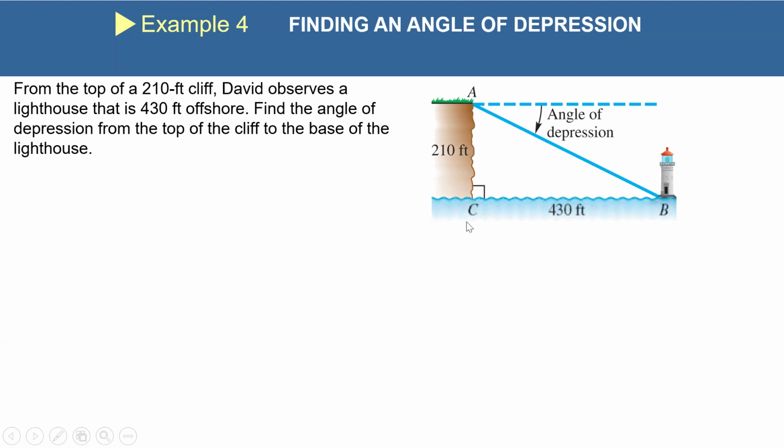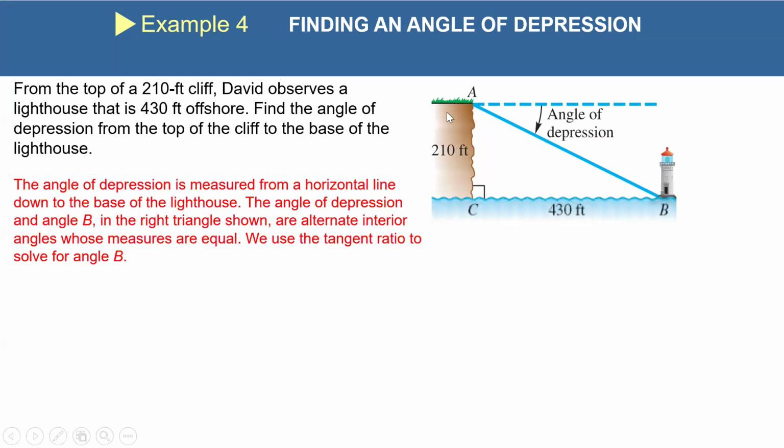Now, using this triangle, we're not looking for angle A. We're looking for the angle of depression. Do you guys remember alternate interior angles from geometry? This is an alternate interior situation. So to find the angle of depression, we're going to have to find angle B. Does that make sense? So again, this is an alternate interior angle, so we're going to be using angle B to find our angle of depression. Is that cool?